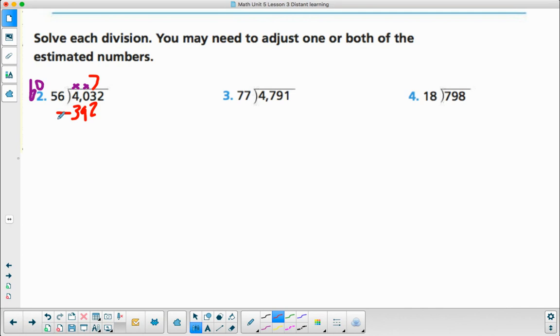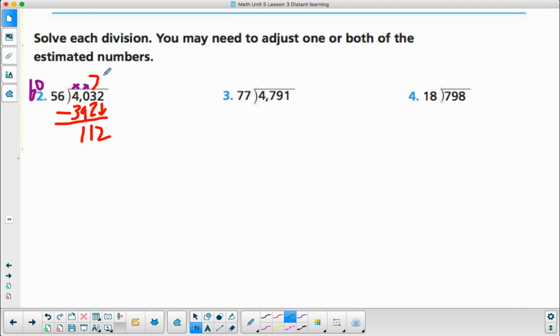And I can subtract that. 3 subtract 2 is 1. 40 subtract 39 is 1. 11 as a remainder is okay. So now I can continue on, bring down. Now divide again. 112 divided by 56. Well, there is 1 6 in 11.